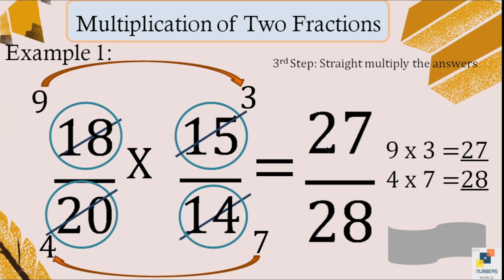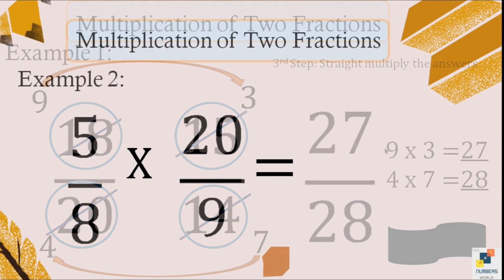Here you may notice that the fraction which we get is not further divisible. We cannot simplify it any further. But if the answer is 27 by 9, we are going to simplify it as well. So we will discuss it in the next example. Let's do our example number 2.